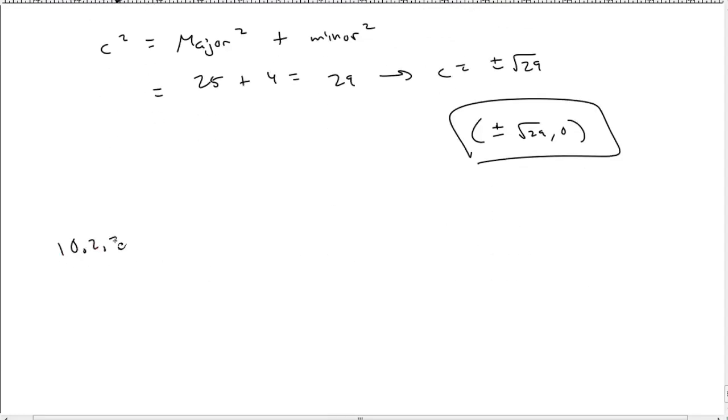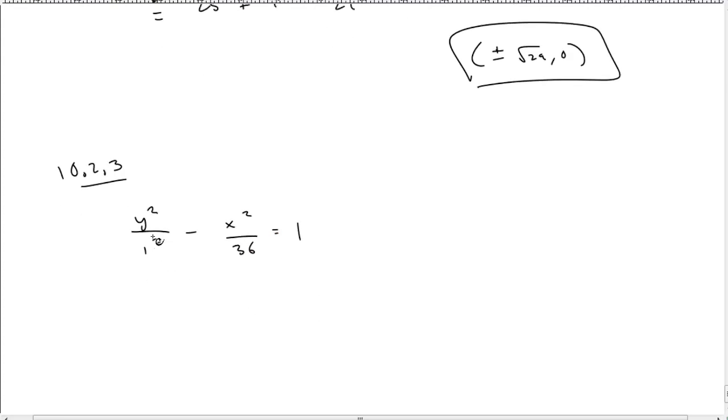10, 2, 3. I got y squared over 1 squared minus x squared over 36 is equal to 1. Why did I put a square there? It doesn't have a square there. It is 1 squared. I was just overthinking it too quickly. Notice that this is still a y major of 1. 1 squared is 1. Because, again, this is technically positive. So that's a positive versus a negative. This is bigger technically, okay?